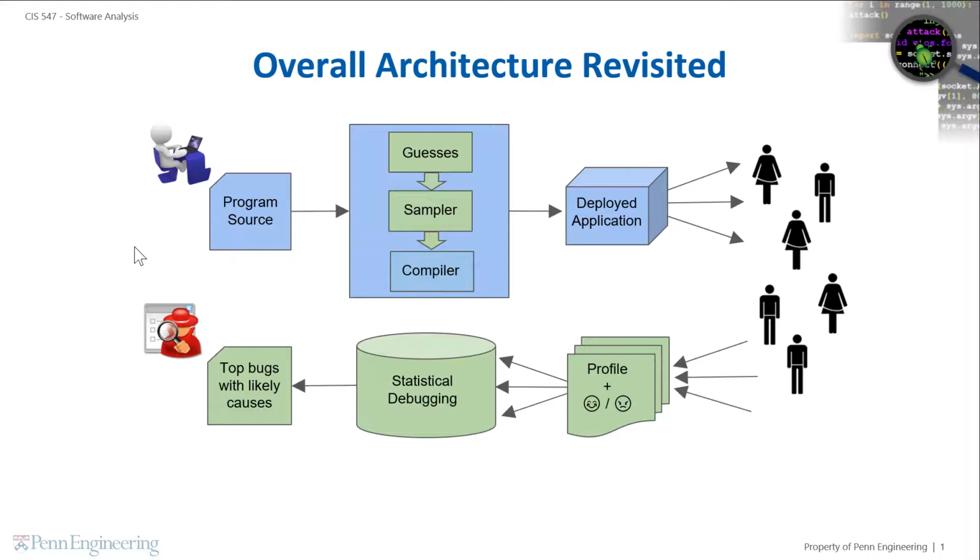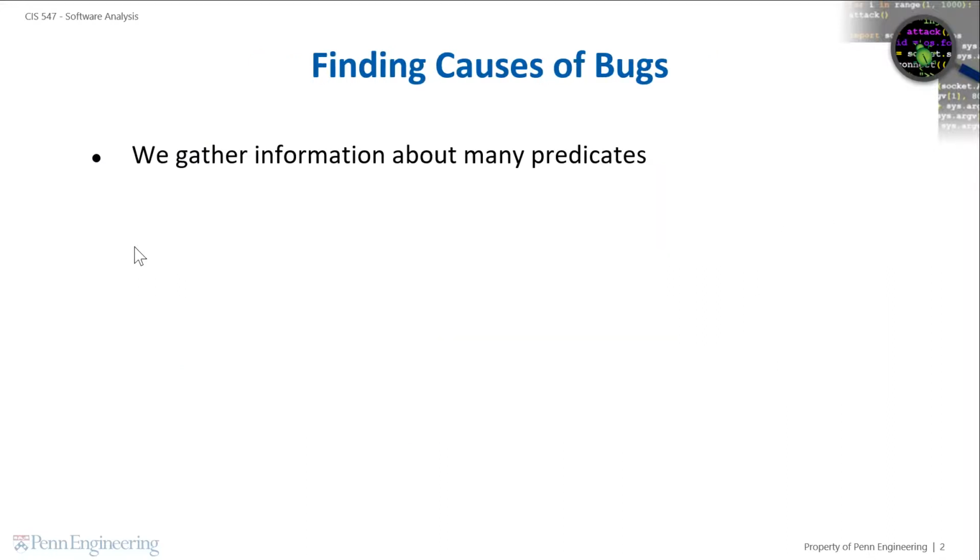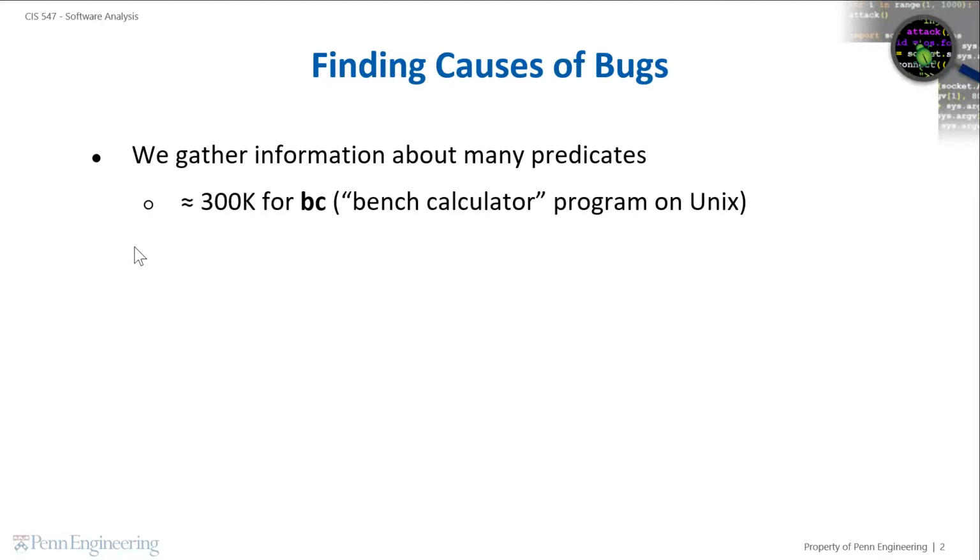Here, we will introduce the statistical techniques to isolate the most important bugs in terms of numbers of affected users and the likely causes of these bugs. We have started out by gathering information on a large number of predicates, as we do not know ahead of time which predicates will be predictive of bugs. For instance, by instrumenting branches, function calls, and scalar variable relationships, we obtain nearly 300,000 predicates for BC, the bench calculator program on Unix, which comprises roughly 300,000 lines of code.